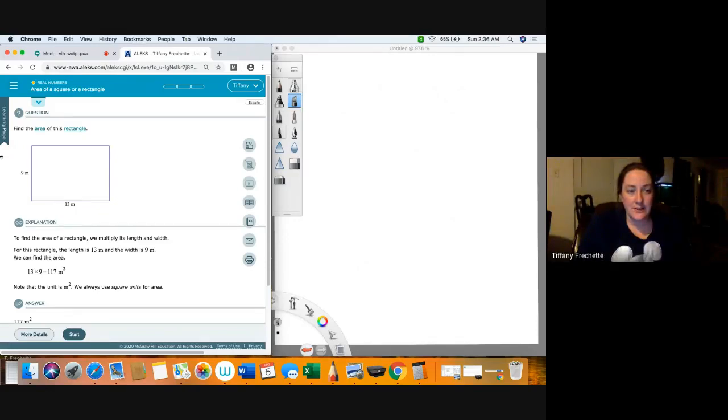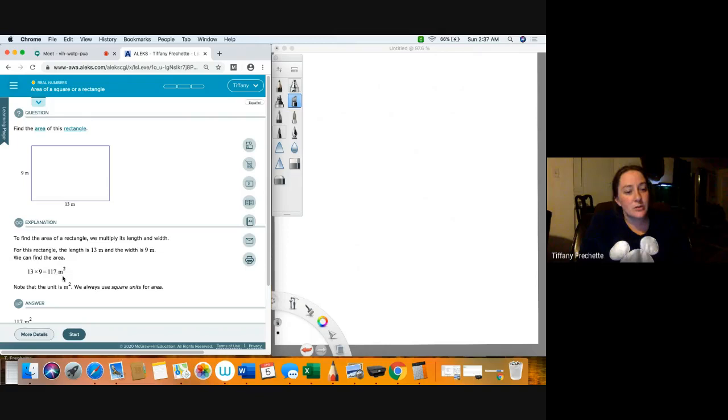Area of a square or a rectangle. The area of a square or rectangle is the same calculation. It doesn't matter which one it is, because to do the area of a rectangle or square, you just do length times width. With this one, we can say this is length and this is width. You could also say this is width and this is length. It really doesn't matter which one is length or width. You just multiply the sides. So you just say length times width, and just like showing you down here, you get 117.